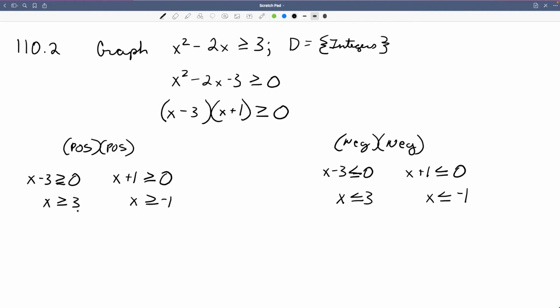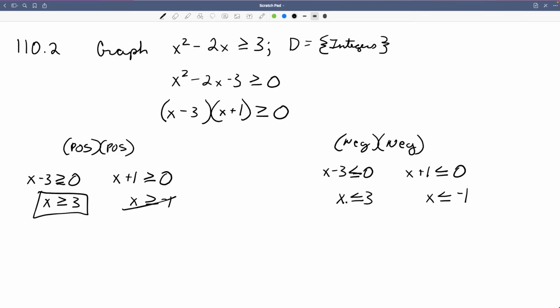Now we look at our positive condition, and we figure out which one is true for both. So if x is greater than or equal to 3, it's going to be greater than or equal to a negative 1, right? If x is greater than or equal to negative 1, let's say it's negative 2, negative 2 is not greater than or equal to 3. So we can't use conditions here that are true here. So therefore, that's not the one we can use. This is the one that is true for both.